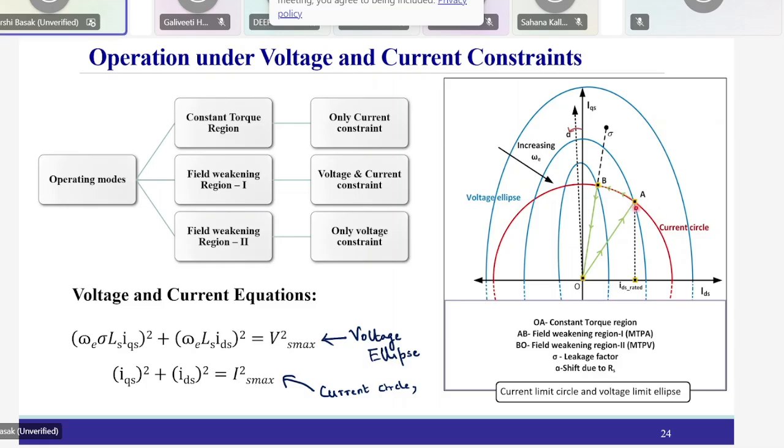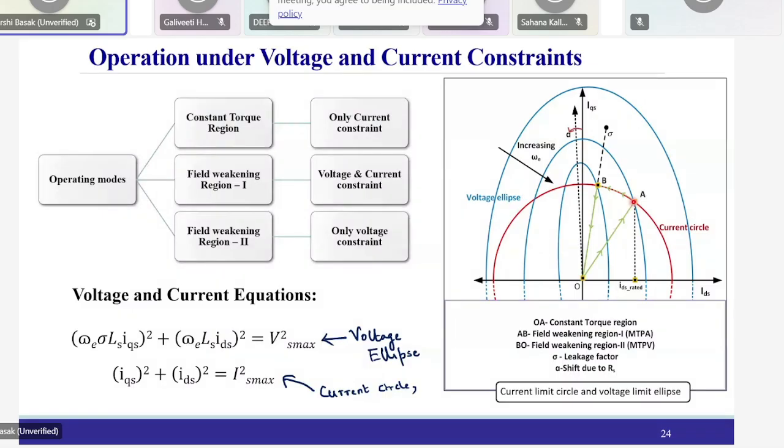Above this, you have to start field weakening, because after this the voltage will shrink further. So if we try to increase speed further, this point will never become a feasible point, because the operating point has to be satisfied both by the current limit and the voltage limit.